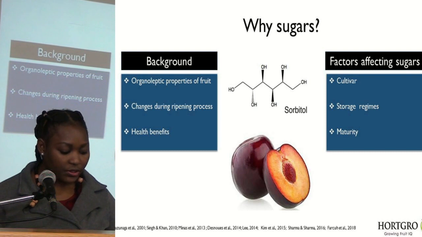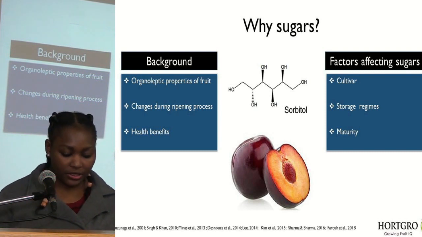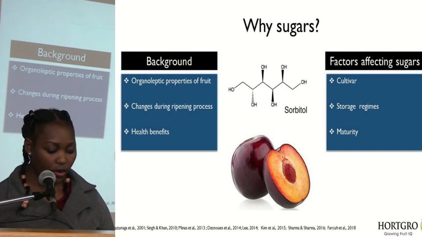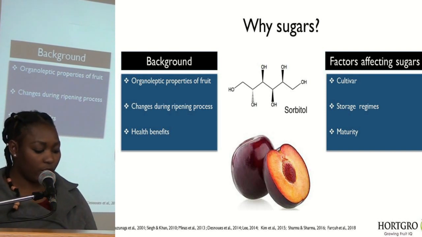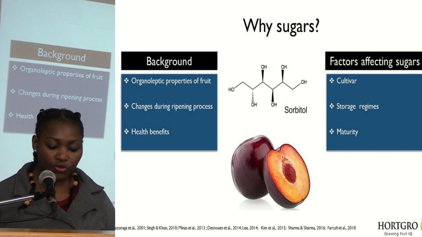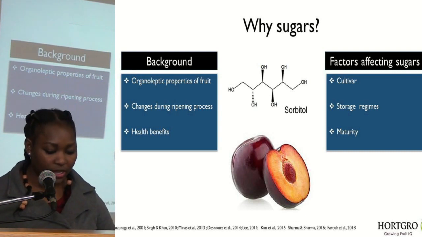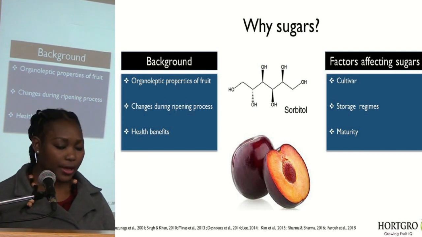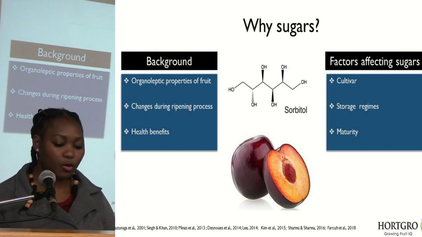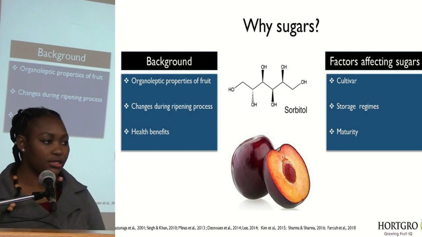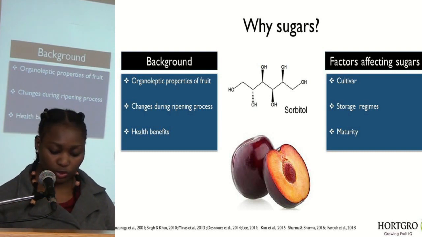A quick background: the organoleptic properties of fruit in general depend on accumulated sugars, and in most fruits the amount of total soluble sugars changes during the ripening process, when the fruits are transformed into palatable products for the consumers.